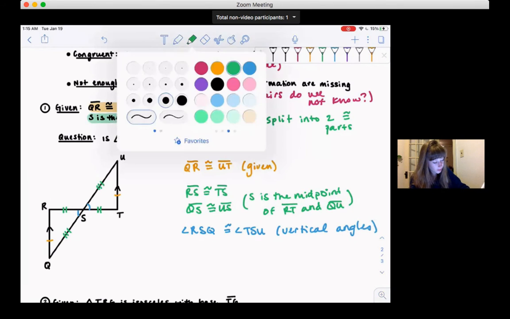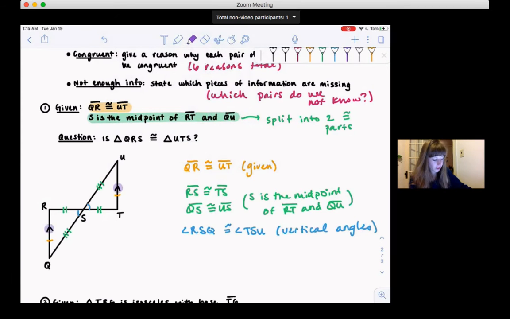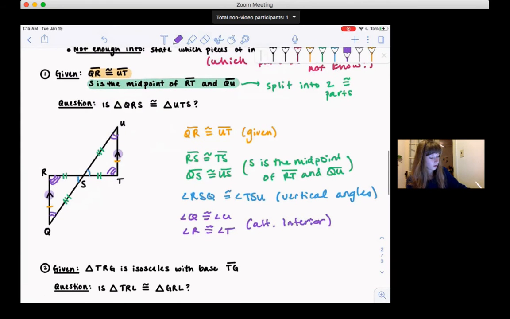Okay, and then the last thing I'm noticing about this figure is that we have parallel segments. That's going to tell me that angle U is congruent to angle Q because those are alternate interior. And the same thing with angle R and angle T. Those are also alternate interior. So angle Q is congruent to angle U, and angle R is congruent to angle T by alternate interior. All right, so we got all pairs of sides and all pairs of angles are congruent to each other.